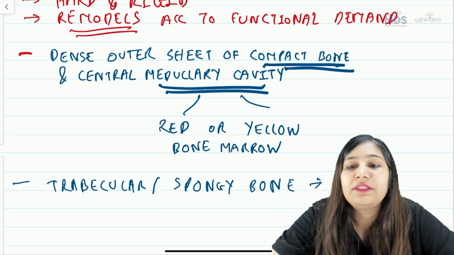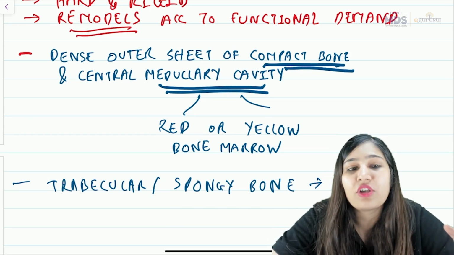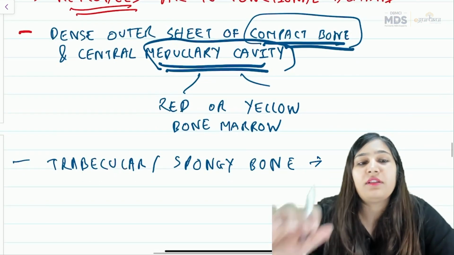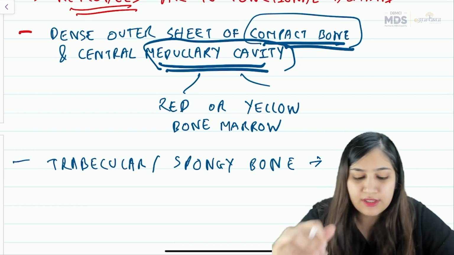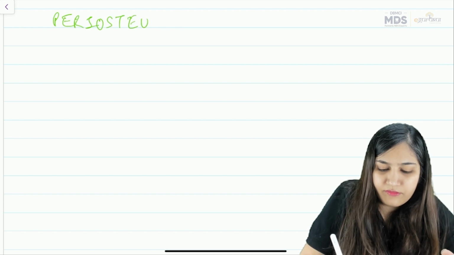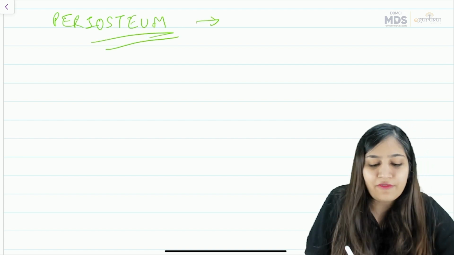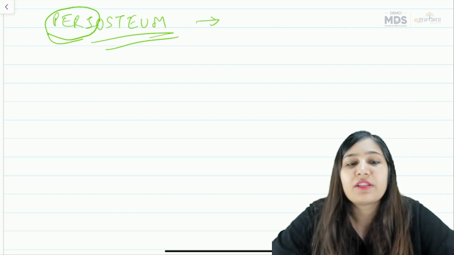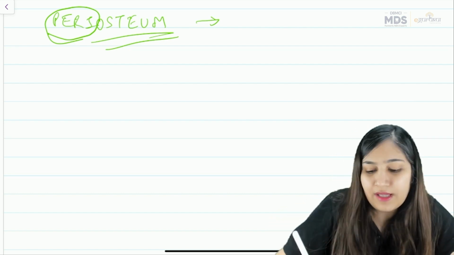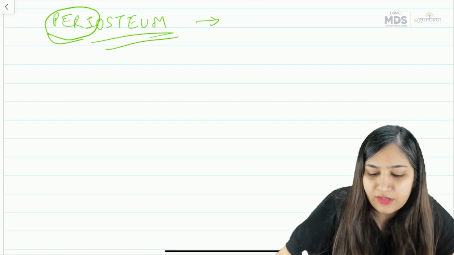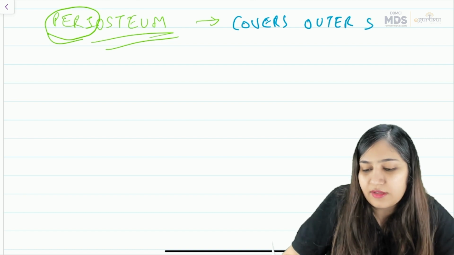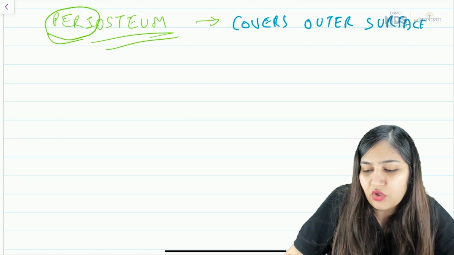Now, the tissue that covers the outer surface of the bone is known as periosteum. So, there are two tissues, periosteum and endosteum. Periosteum, from the word itself, peri meaning surrounding. The tissue that covers the outer surface of the bone has two layers.